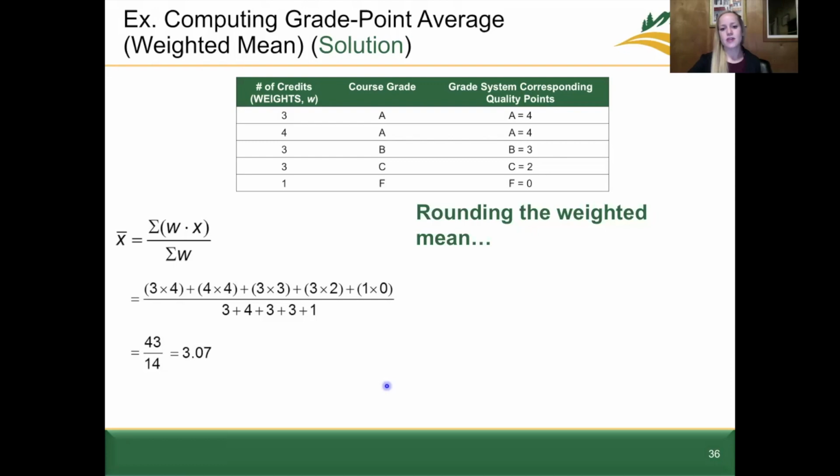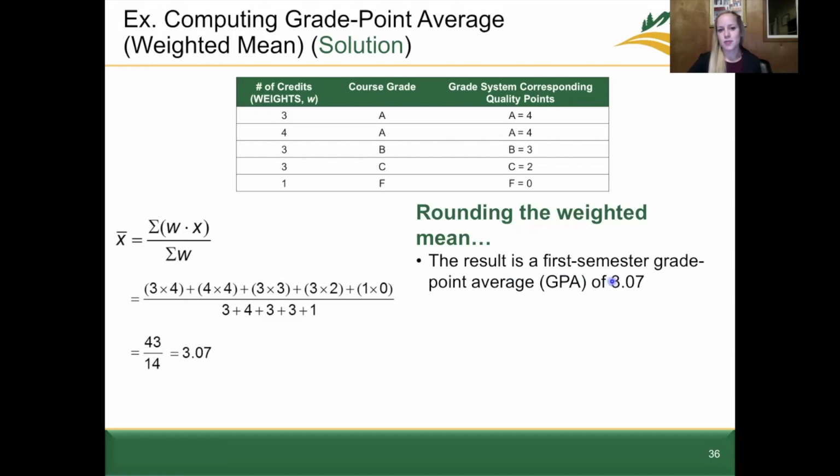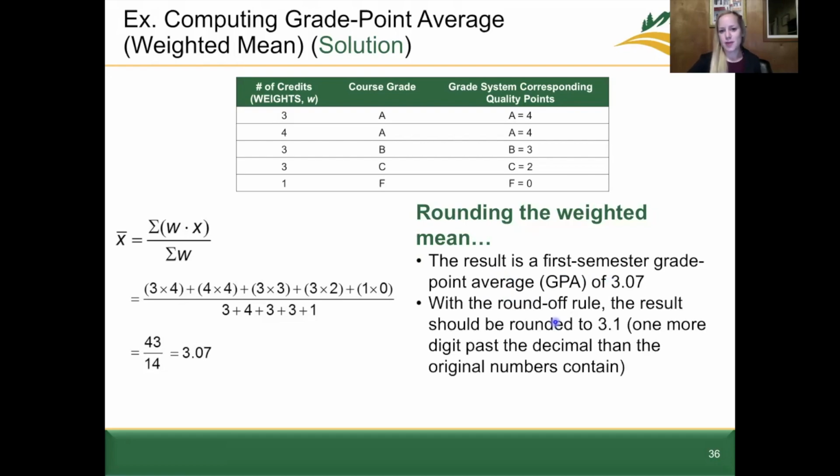The last consideration here is how we round this weighted mean. So the result of the student's GPA is 3.07. Now, according to the round-off rule we just talked about, our final answer can have one more digit past the decimal place than our original values do. In this case, our original values are 3, 4, 3, 3, 1, and 4, 4, 3, 2, 0. So in these original values, there are no digits past the decimal place. So in our final answer, we would think there would be 1 digit past the decimal place. Okay, so if we're abiding by these round-off rules, 3.1 is technically our correct answer.